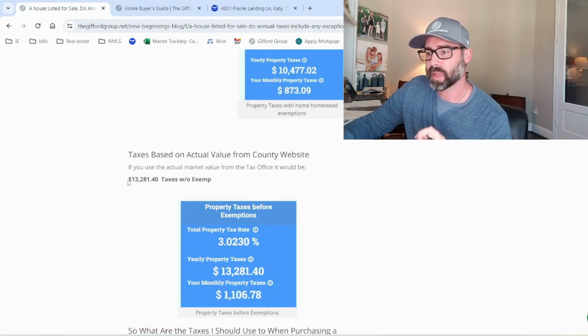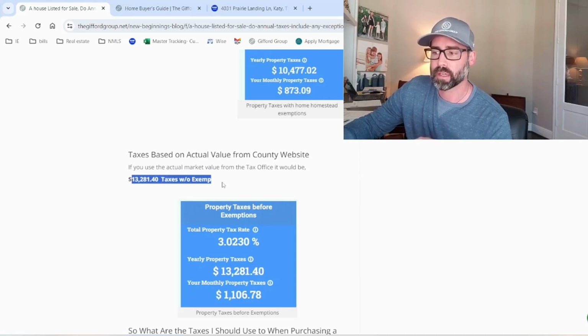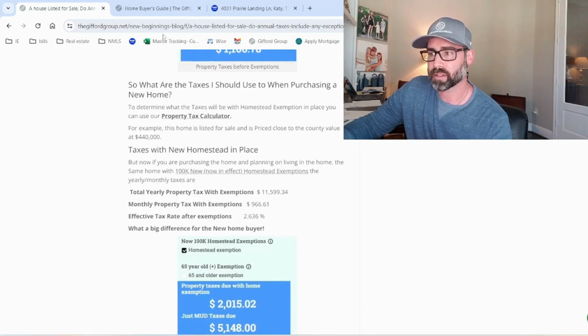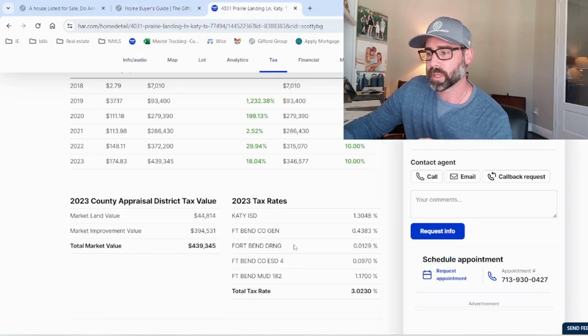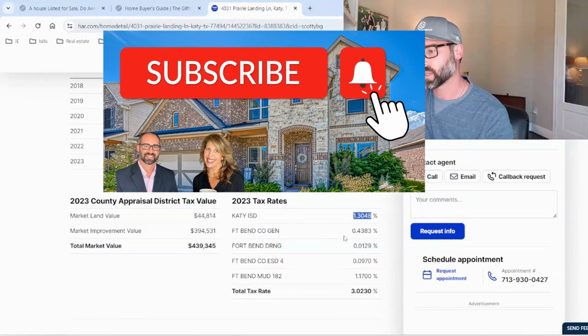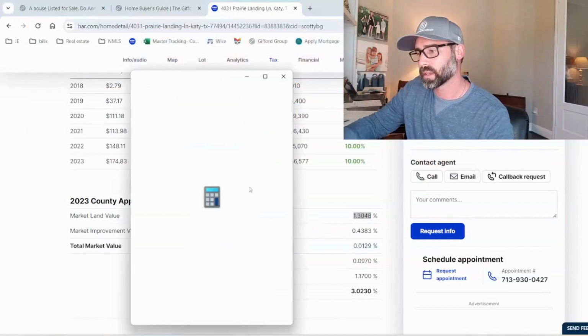So if you actually put in the value showing as the market value on the website, it would be $13,281 without any exemptions. Fortunately, most people buying a home will be buying it as their primary residence, and in Texas, you get your homestead exemption. So the more important calculation is using the property tax calculator that we built at the Gifford Group. We can go back to HAR and say, okay, here's our price, $440,000, and then we put in the taxes from the school. Awesome. These two are both county taxes, so let's add that.